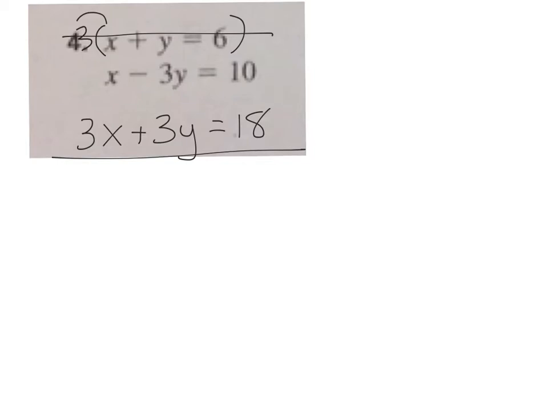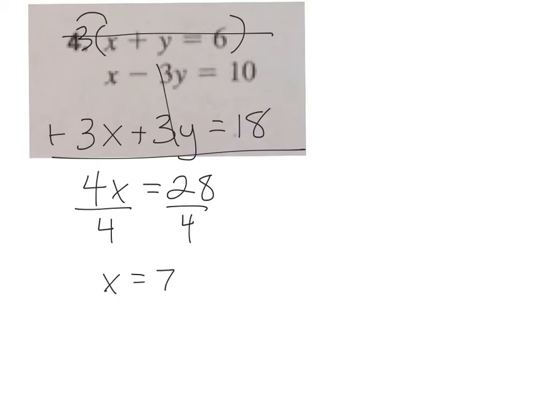Now, when I combine the bottom two, x plus 3x is 4x. A negative 3y and a positive 3y cancel. And I get 4x is equal to 28. Now I'm going to divide by 4. I get x is equal to 28 divided by 4, which is 7. Now I'm going to go back to my original equation up here at the top. So x, I'm going to plug in 7, plus y equals 6, minus 7 from both sides. I get y is equal to negative 1. So my answer here for 4 is (7, negative 1).